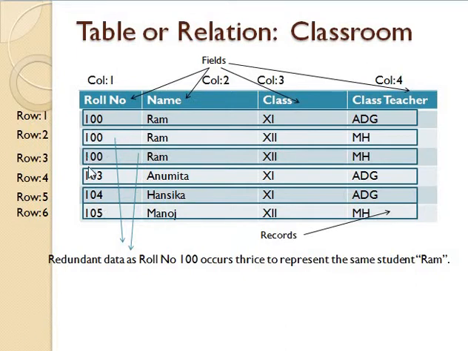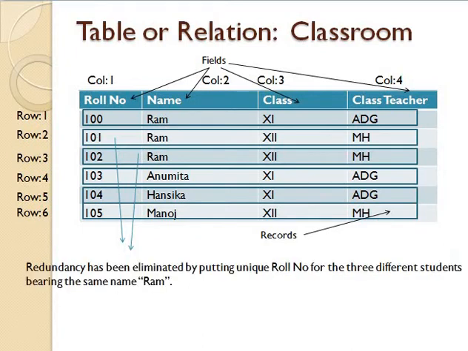So what you can do is put unique roll numbers for the 3 students bearing the same name Ram, so that you can easily distinguish between all the 3 students who have the same name Ram. This is done by putting the roll number 100 for the first student bearing the name Ram, roll number 101 for the second student, and roll number 102 for the third student. As a result, the redundant elements have been eliminated from this table called classroom.